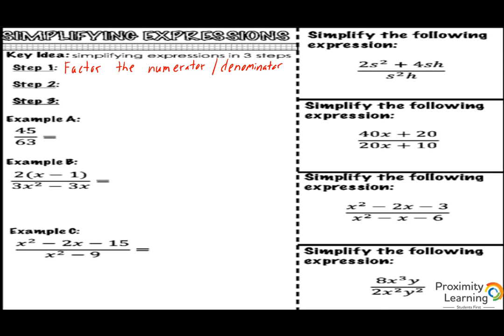The second thing we're going to do is divide out the common denominator. Just like we would factor out the greatest common factor in Unit 4, we're going to look at a common denominator, and we're going to divide it out. Divide or cancel it out. So, step 2, divide out common denominator. And then the last step, we are simply just going to write it in simplified form.